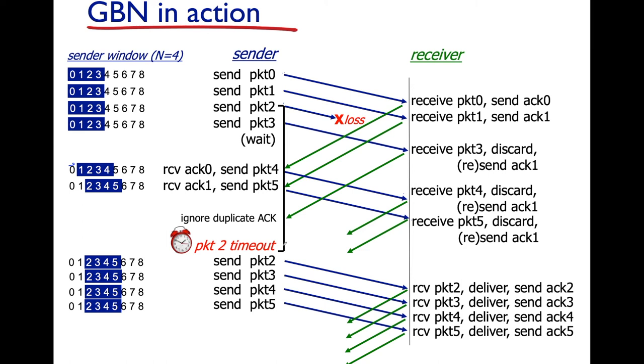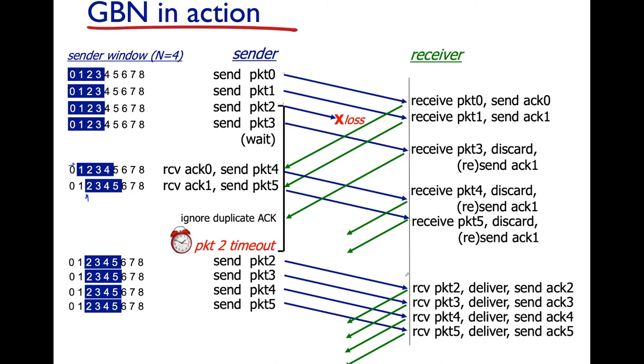So then the timeout fires, and remember that the base of the window was over sequence number 2. So after that timeout fires, what does it do? It resends everything that's unacknowledged in the window. And because 4 and 5 were also unacknowledged, as well as 2 and 3, we resend 2, 3, 4, and 5. So we send 2, 3, 4, and 5.